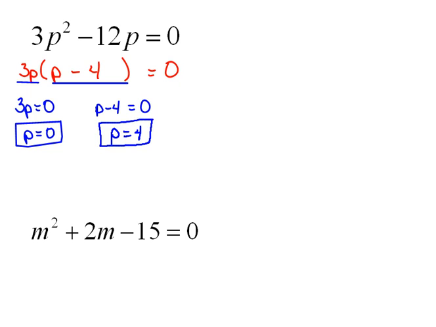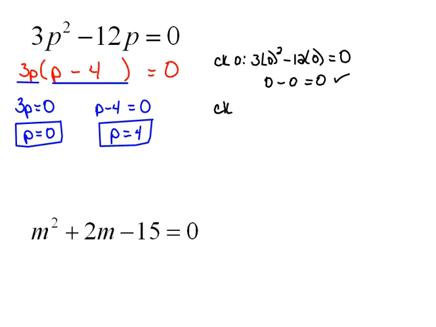Now, just like in the one that we did before, we could actually go through and we could check these. If I check the 0, then let me put that 0 back in place of p. So it would be 3 times 0 squared minus 12 times 0 should equal 0. Let's see, 3 times 0 squared is 0, times 3 is 0, minus 12 times 0 is 0. So does 0 minus 0 equal 0? Yes, it does.